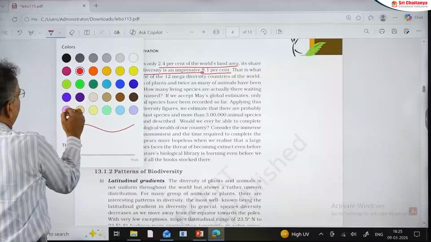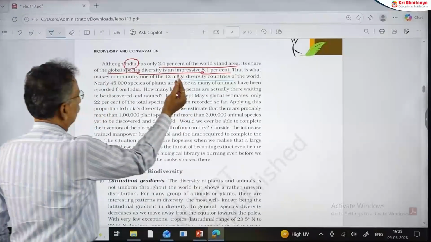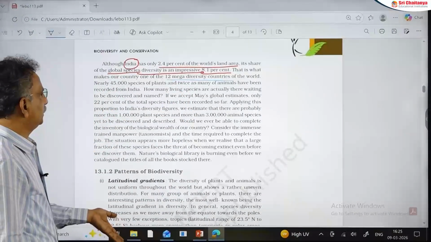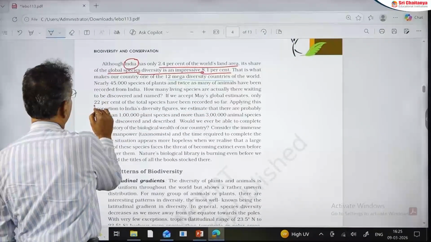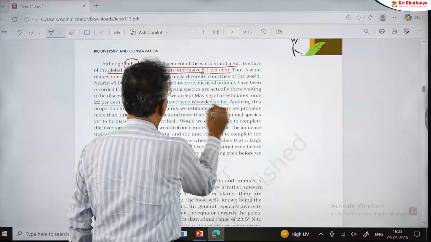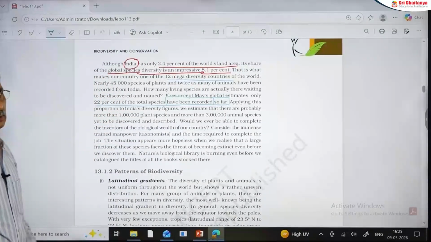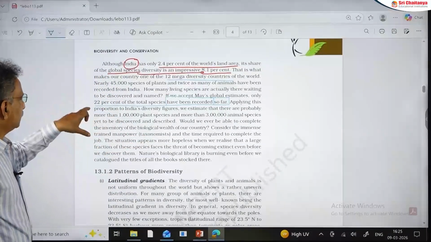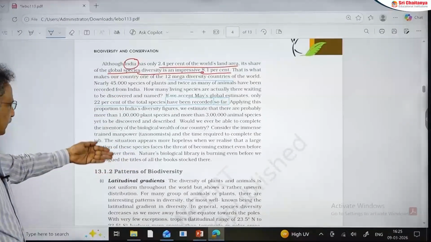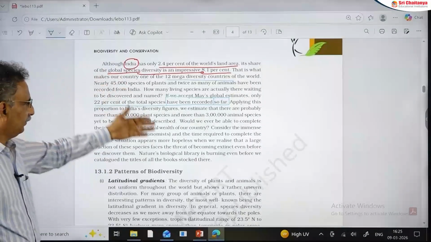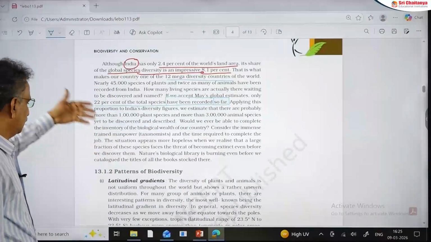For example, take the 12 mega biodiversity countries. Of these, India is one, and accepting May's global estimates, only 22% of the total have been recorded so far. This point is interesting, so concentrate on it. We have studied only this much. And the species numbers in India given here are only factual data, not to be taught, so at a glance we need not concentrate much on that.